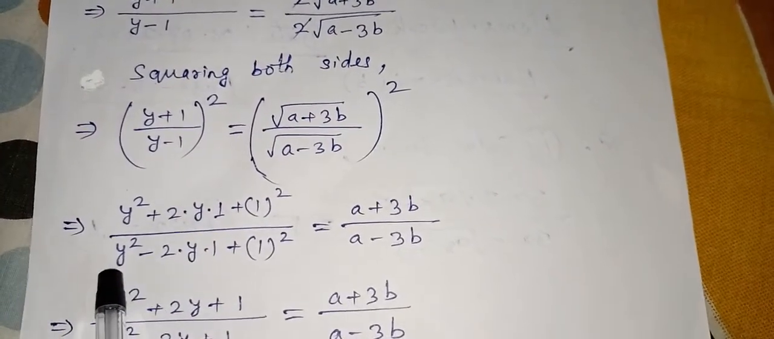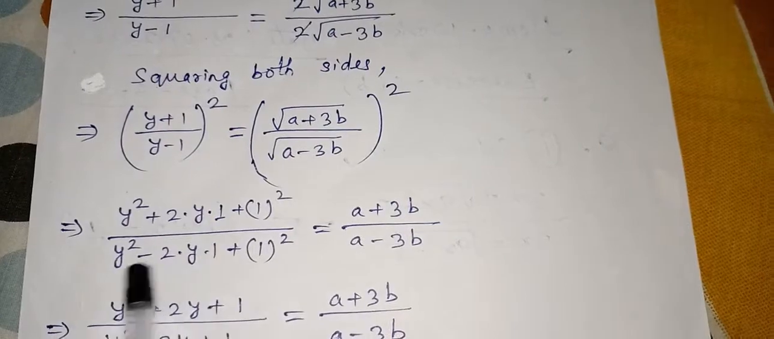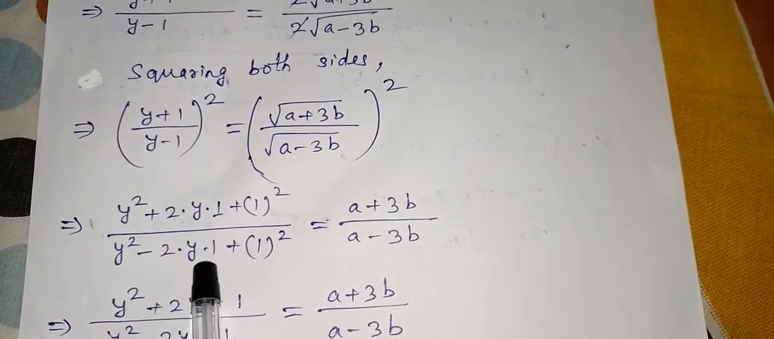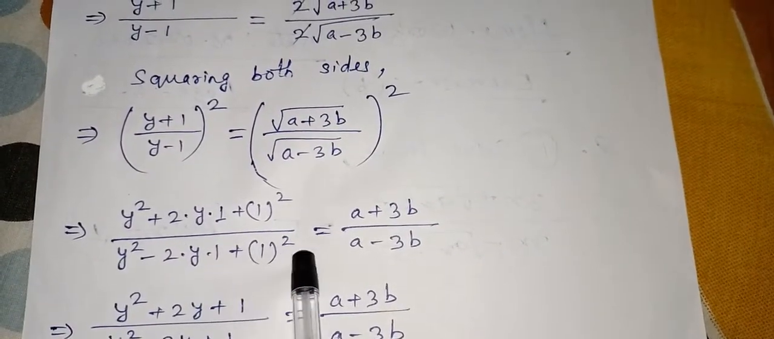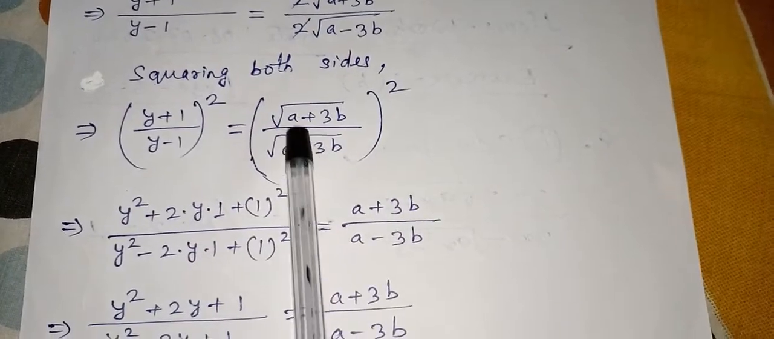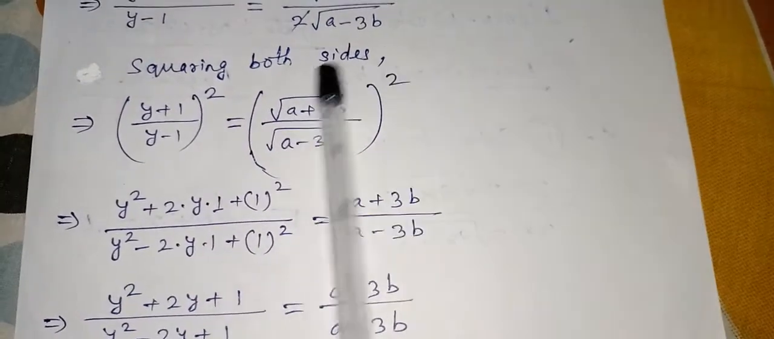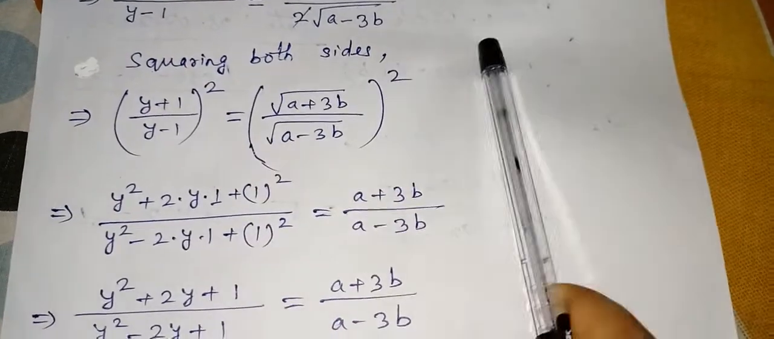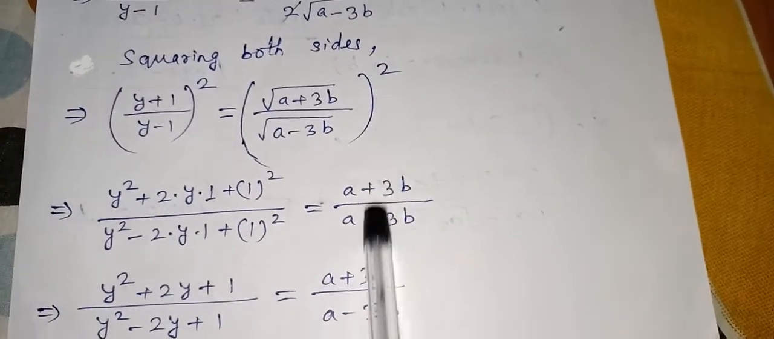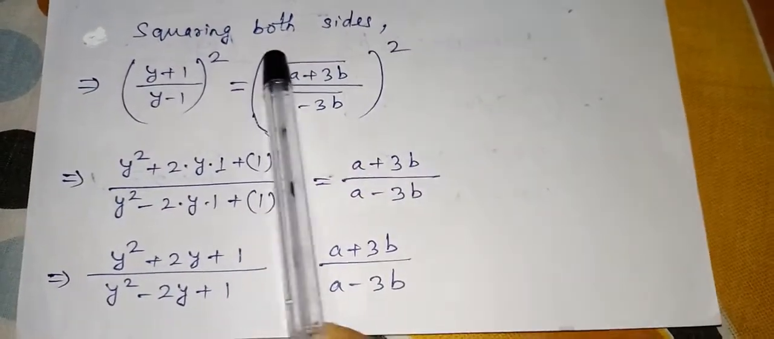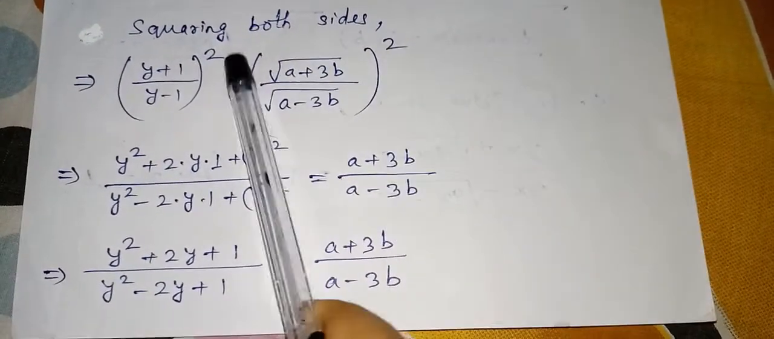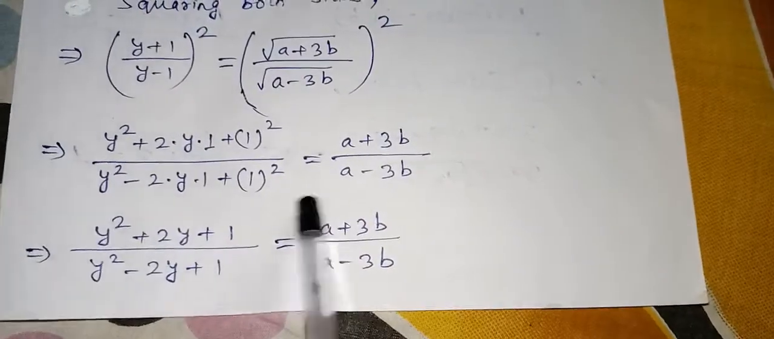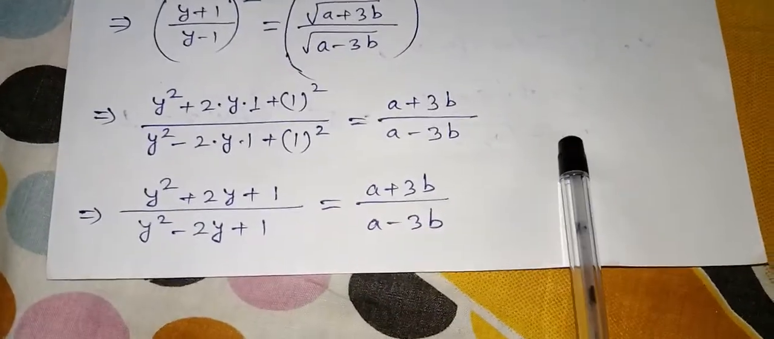And the lower part is a square minus 2ab plus b square. Y square minus 2 into y into 1 plus 1 square equal to... here what happened? The square and root over got vanished, and in the lower part also the square and root over got vanished. So only what remained? a plus 3b by a minus 3b. This is a rule that whenever there is a square inside a root, the square and root vanish, and only the number remains.